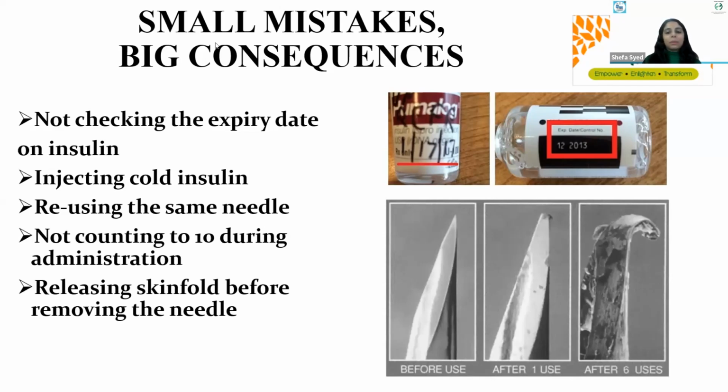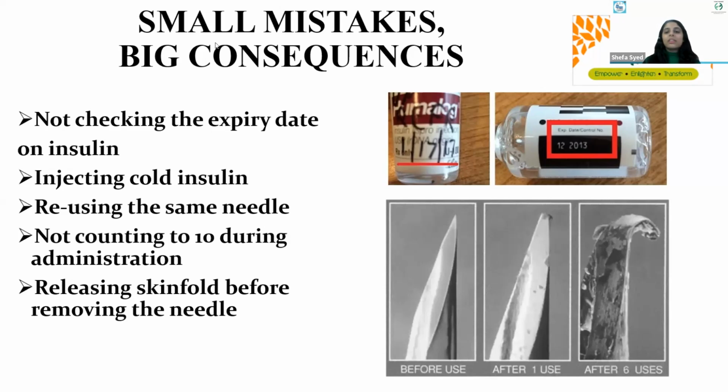Now, as we can see in the picture, after the first use, the tip of the needle is slightly bent, and after 6 uses, it becomes more bent. Now, this needle is structurally very weak. Okay, so if you repeatedly use the same needle, there are a lot of consequences that can happen. Firstly, it increases the risk of bleeding and bruising. Secondly, because the bent needle is structurally weak, it can get stuck into your skin, which is a medical emergency.